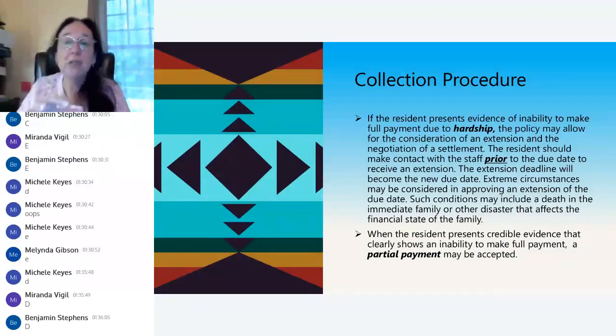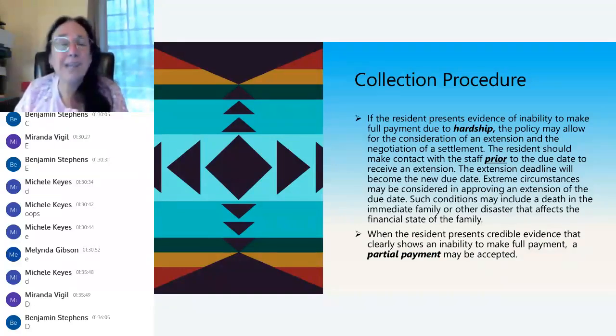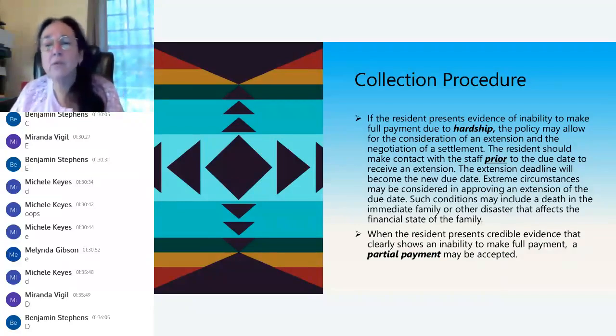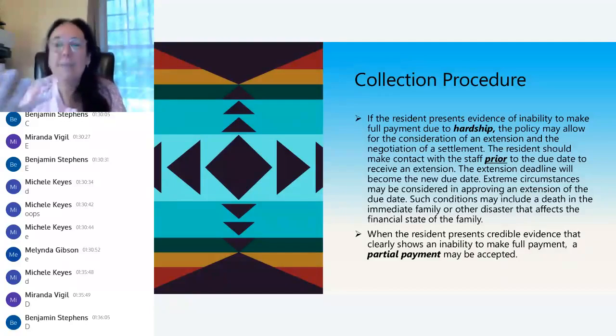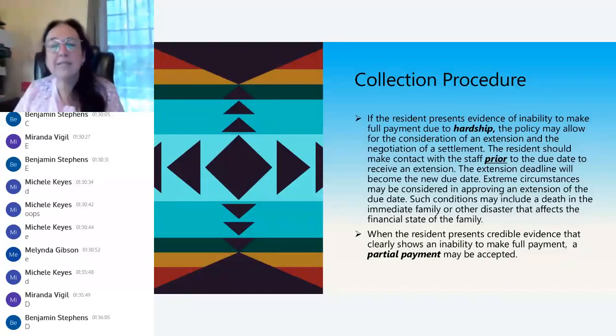Your collection procedure: if your resident presents evidence of an inability to make a full payment due to a hardship, your policy can allow for the consideration of an extension and the negotiation of a settlement. We didn't settle how much they owed by any means. We allowed late payments. We had repayment agreements, okay? Your extension deadline will become the new due date. Extreme circumstances can be considered in approving the extension of a due date.